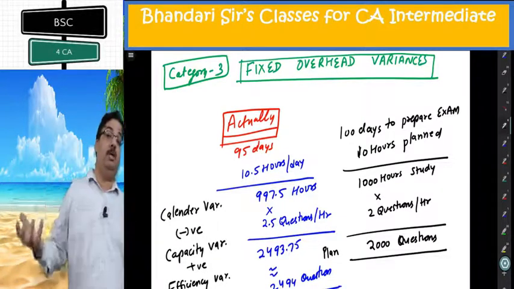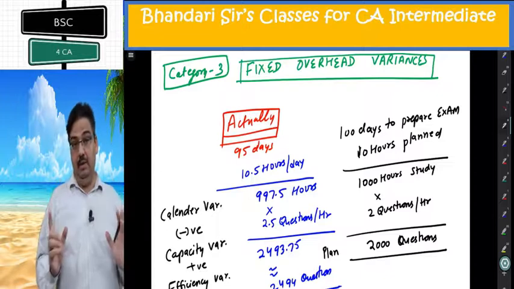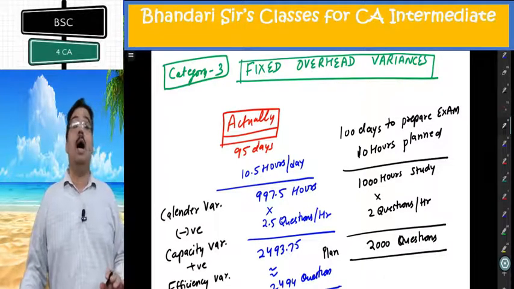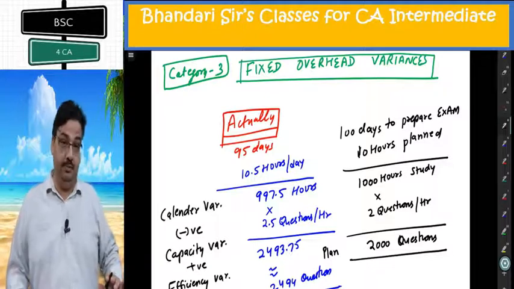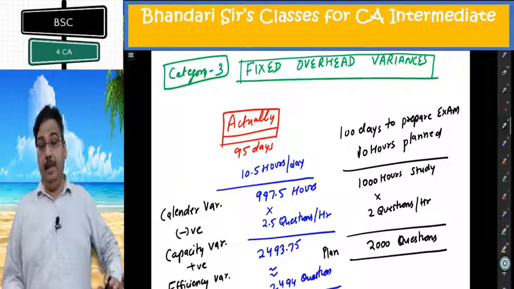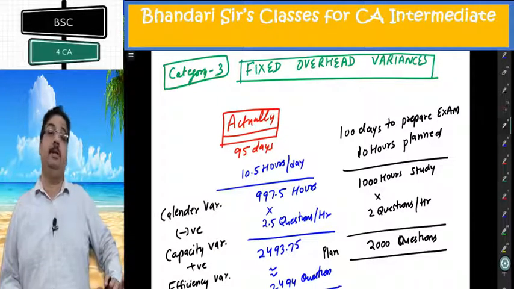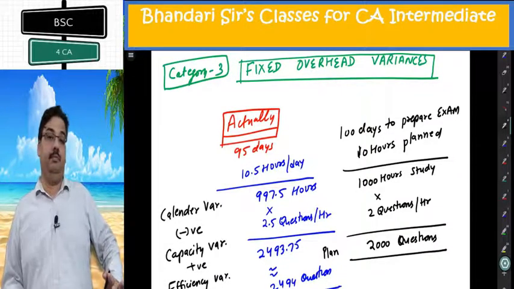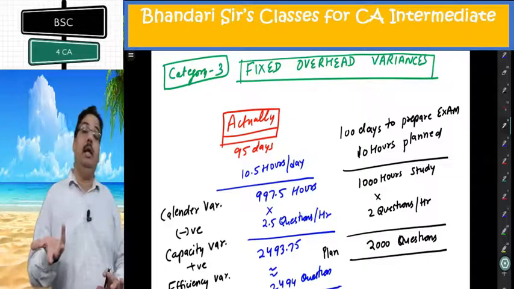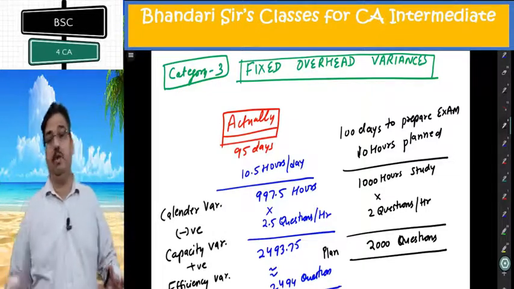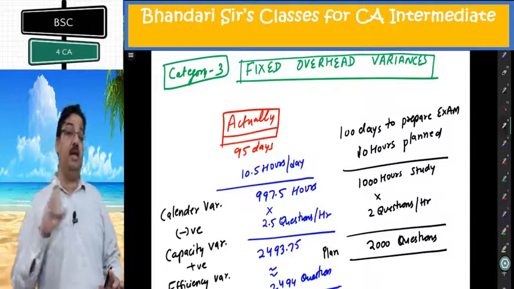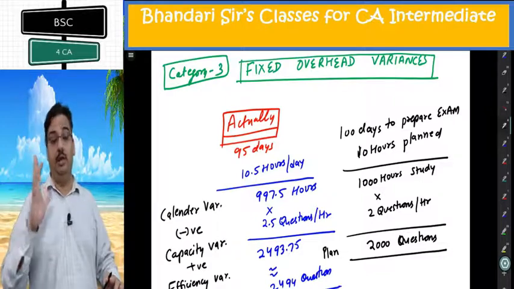Total days worked, budgeted and actual, that determines my what? Calendar variance. Hours budgeted and hours worked, that determines my capacity variance. Efficiency is determined by questions per hour. In case of a company, instead of questions, there are units of production. Everything is the same. So it clearly explains the reasons of volume variance.